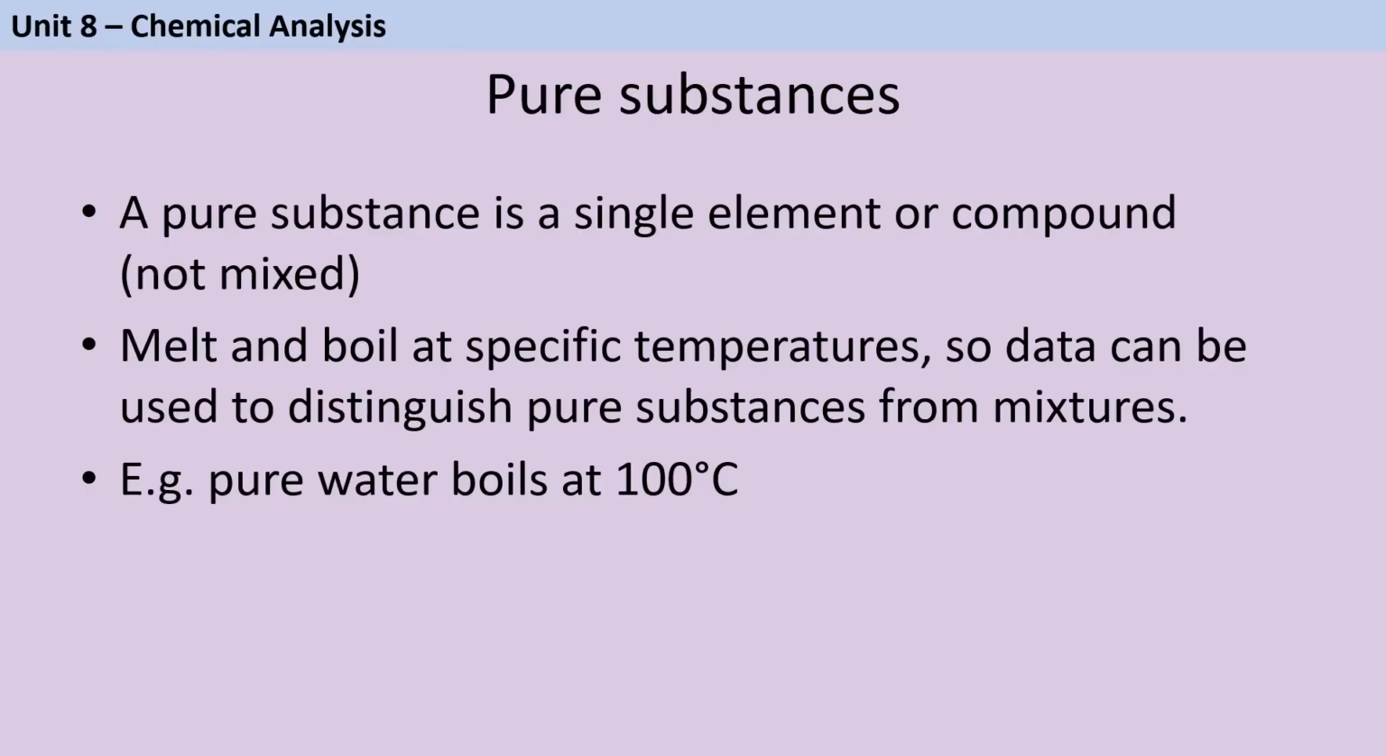Pure substances melt and boil at specific temperatures, so you can use a databook value to figure out whether a substance is pure. For instance, we know that pure water boils at exactly 100 degrees. So if I have some water and it boils at a temperature that's not 100 degrees, well then it's not pure.